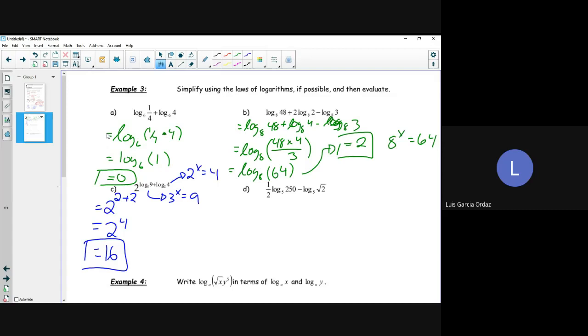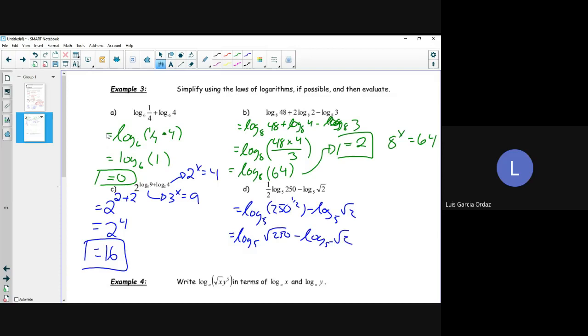And then our last example we have is 1 over 2 log base 5 of 250 minus log base 5 of root 2. So what we're going to do is use the power rule again. So we get log base 5, this turns into 250 to the power of 1 over 2 minus log base 5 root 2, which is equal to log base 5 of root 250 minus log base 5 root 2.